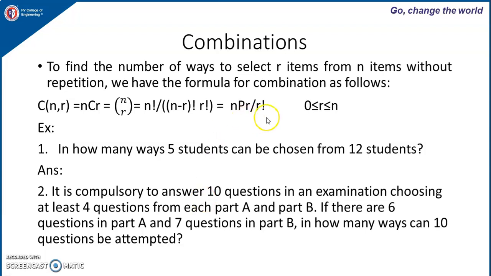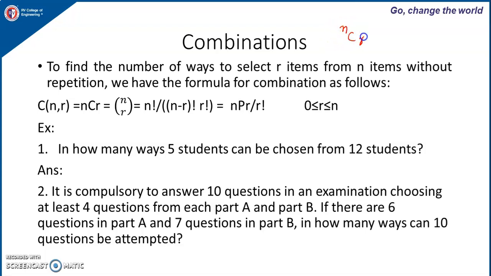In this video lecture, I will explain combination. So what is combination? It is when we find the number of ways to select r items from n items without repetition. Whenever we talk about selection, we have n items and we want to select r from n.